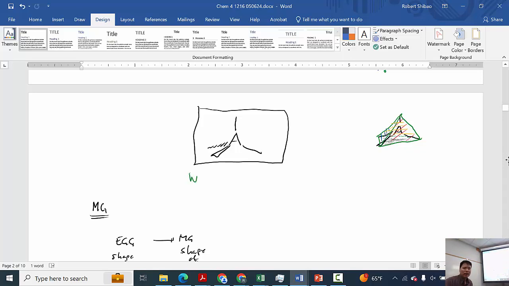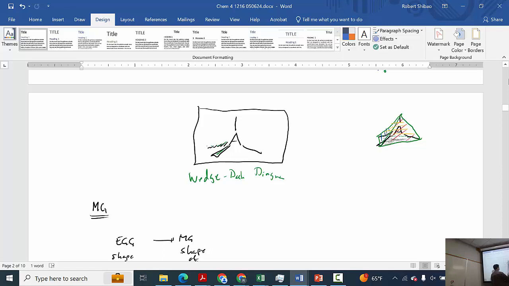Yeah, this is called the wedge. For the wedge here, this is the wedge here. Dash. This is the dash here. Diagram. And so what the wedge dash diagram is trying to show is a more three-dimensional representation of this tetrahedral structure.